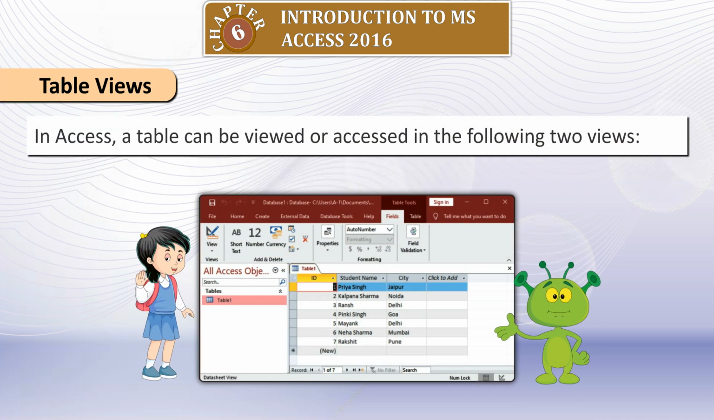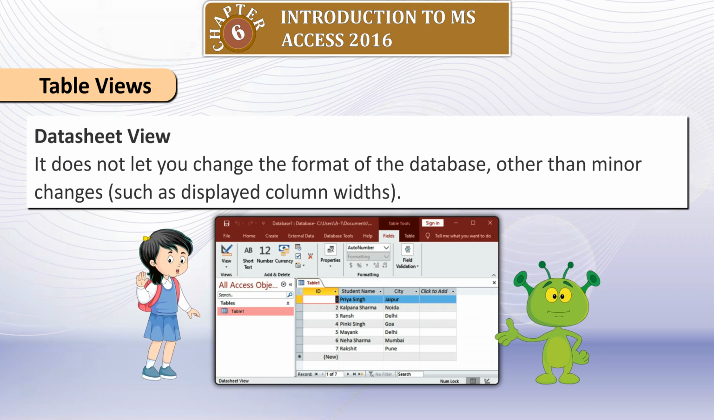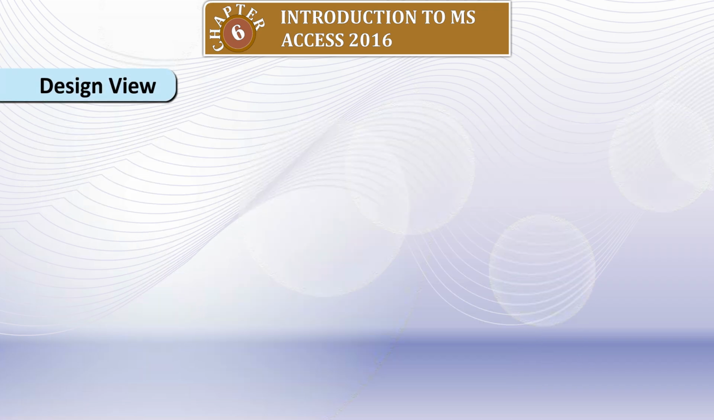Table views. In Access, a table can be viewed or accessed in the following two views. Datasheet view. The datasheet view shows the table with the data. It also allows you to enter and edit the data. It does not let you change the format of the database other than minor changes such as displayed column widths.